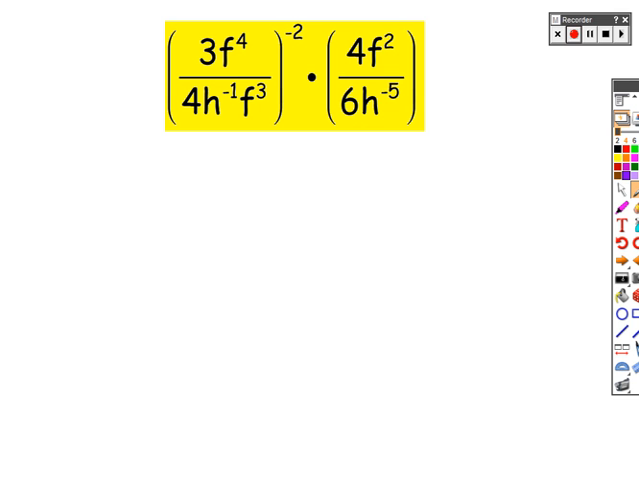So I'm going to, since I see there's an f in the numerator and the denominator, I'm going to go ahead and simplify those. So I have 3/4. I'm going to bring this h to the top right now. So h, if I bring it to the top, that negative 1 would become positive. And then 3 f's on top would cancel with 3 f's in the bottom, leaving you with 1 f in the numerator.